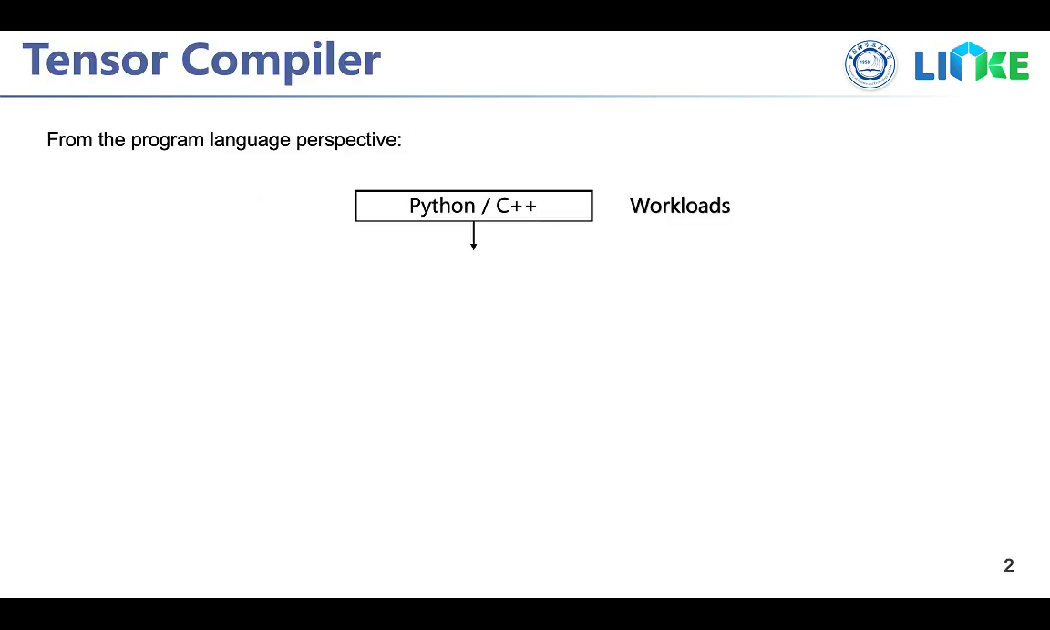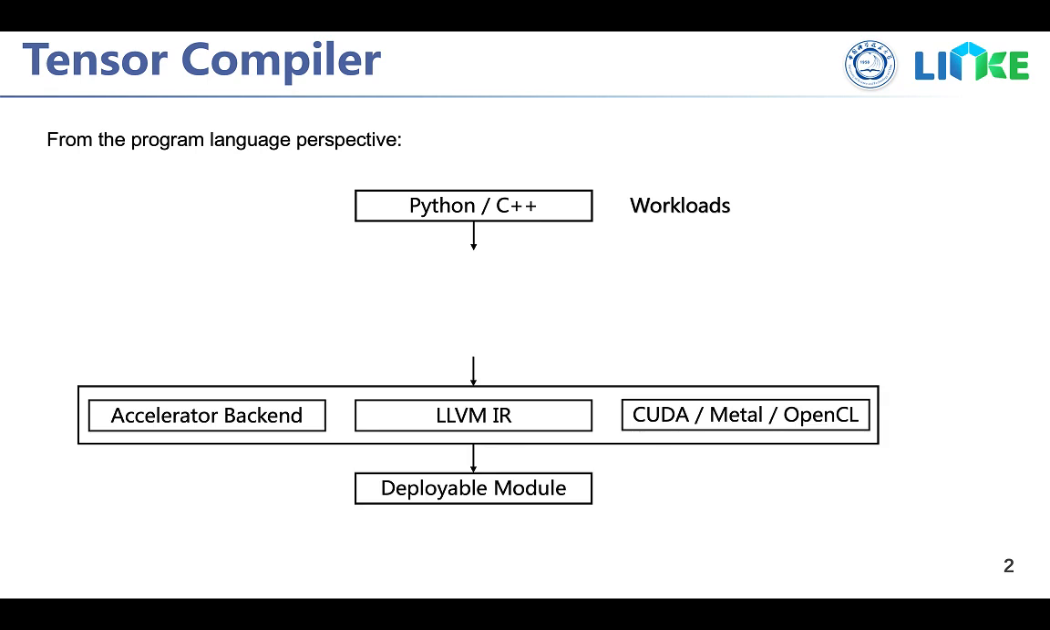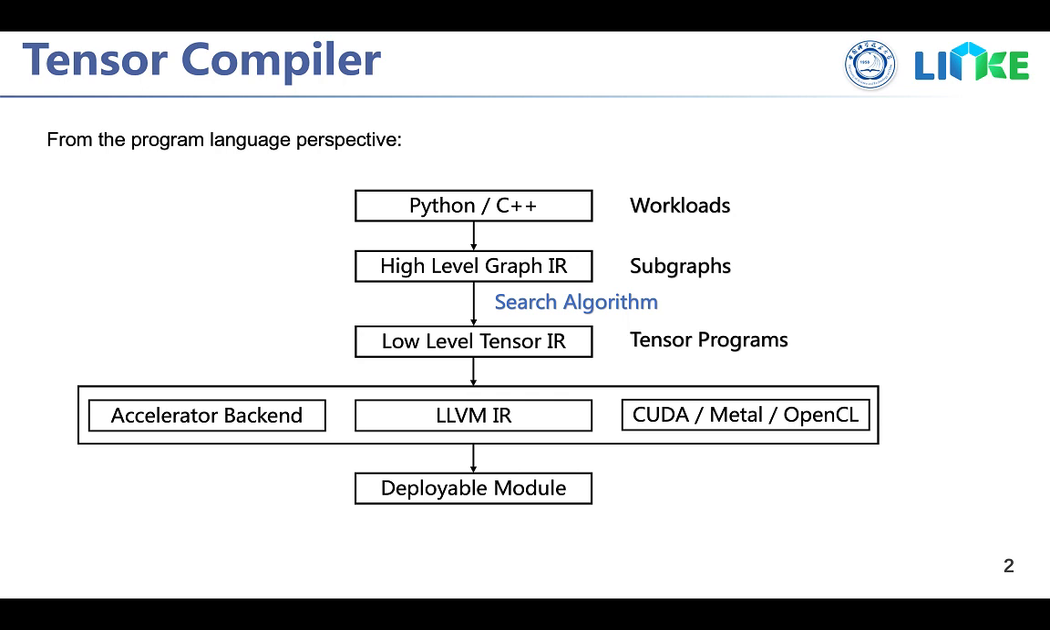A tensor compiler generally consists of three parts: the front end, the back end, and the middle end. The front end is responsible for transforming the workloads of each deep learning framework into a unified representation. The back end is mainly accountable for hardware-related code generation and optimization. The middle end generally includes two intermediate representation layers for transforming and optimizing the graph and tensor layers.